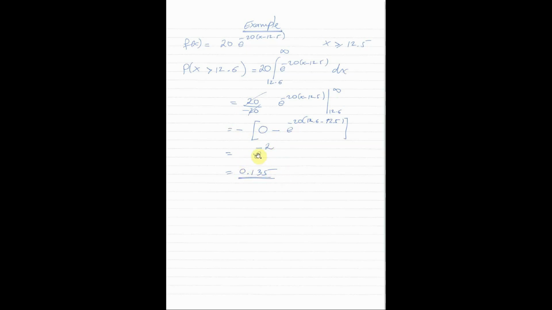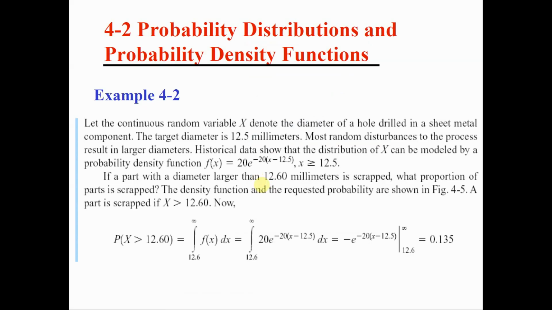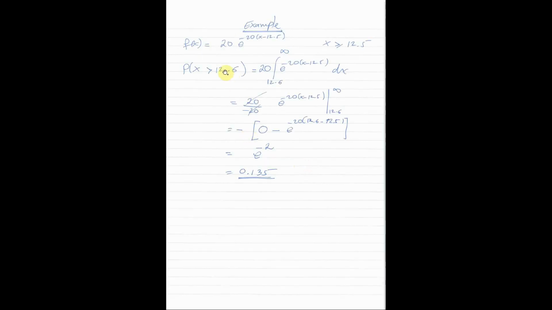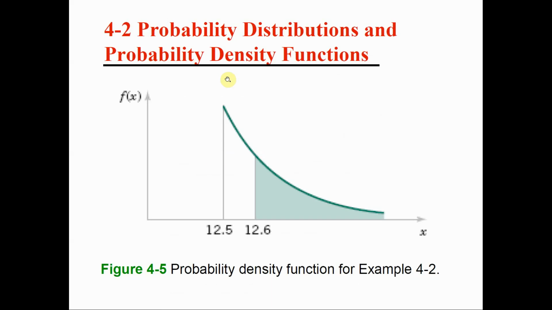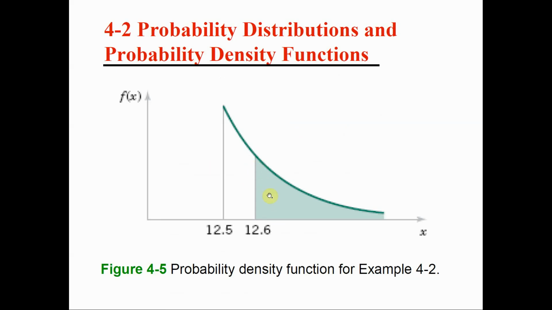Of course, this e is the Euler constant. Using the calculator, 0.135. So that is the probability that our variable x is greater than or equal to 12.6. This figure just illustrates that we did an integral of the function from 12.6 until infinity, and that integral we just integrated to get the value which is equivalent to the area under the curve. So that area is definitely 0.135.